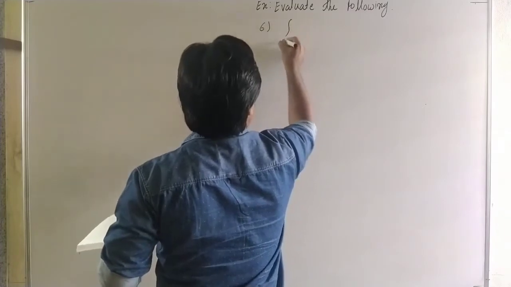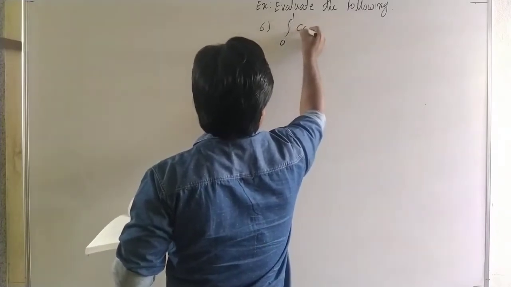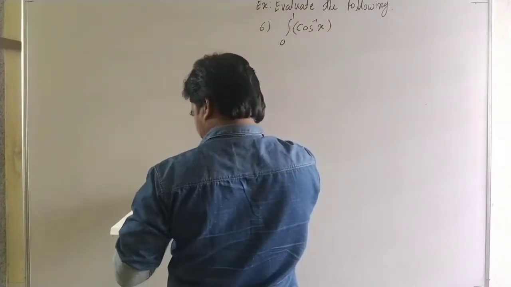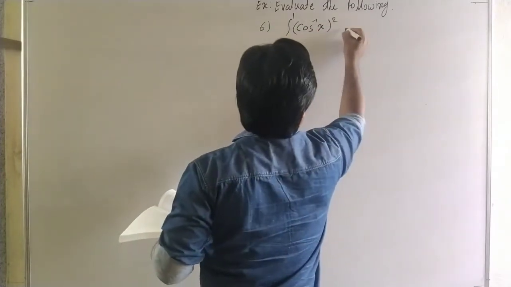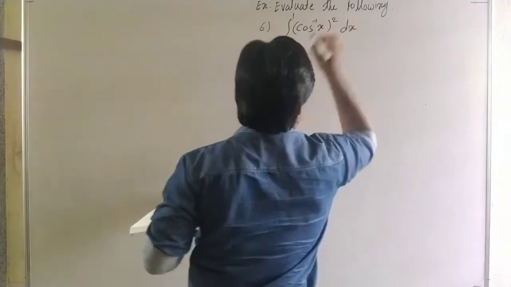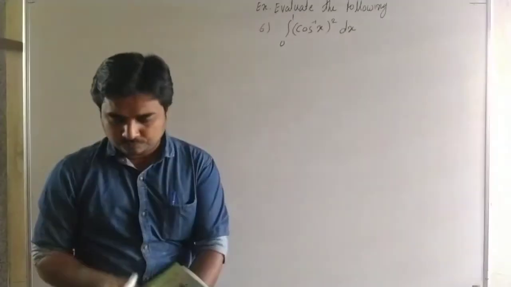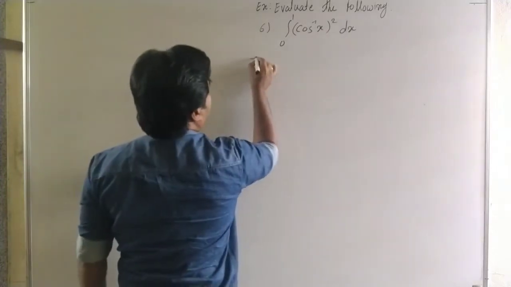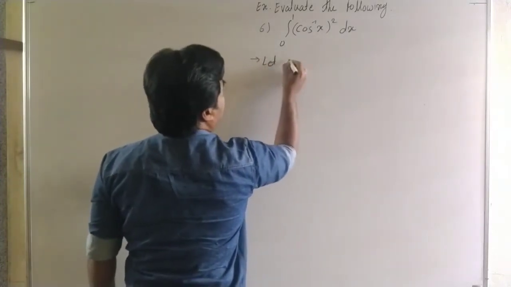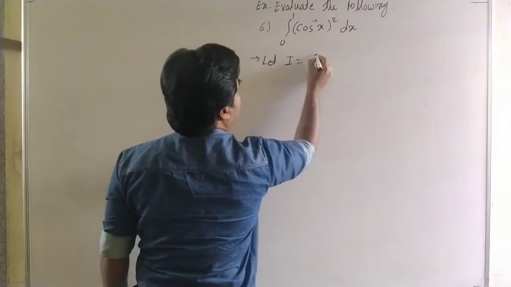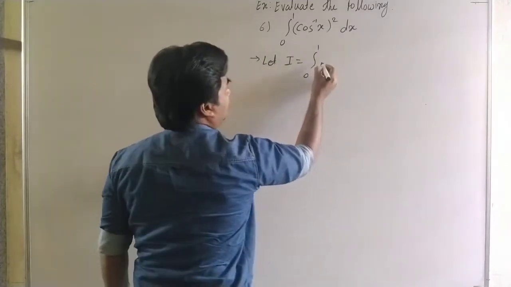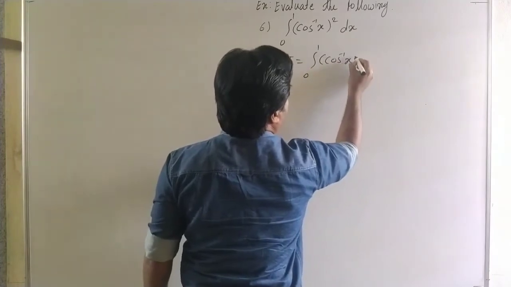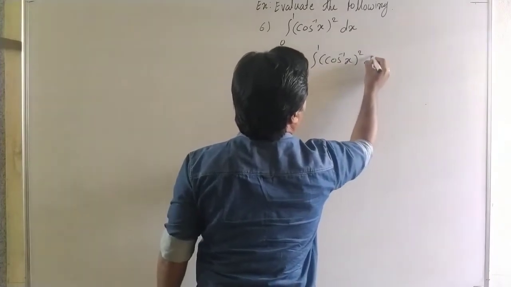Integrate from 0 to 1, cos inverse of x whole square, dx. Now here, let this I be equal to the integral from 0 to 1 of cos inverse x whole square dx.